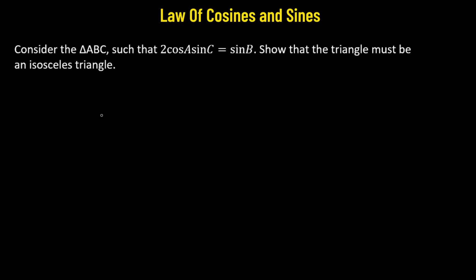So here we have a triangle ABC with the condition that 2 times cosine of A times sine of C equals sine of angle B. Then we need to show that the triangle must be an isosceles triangle.